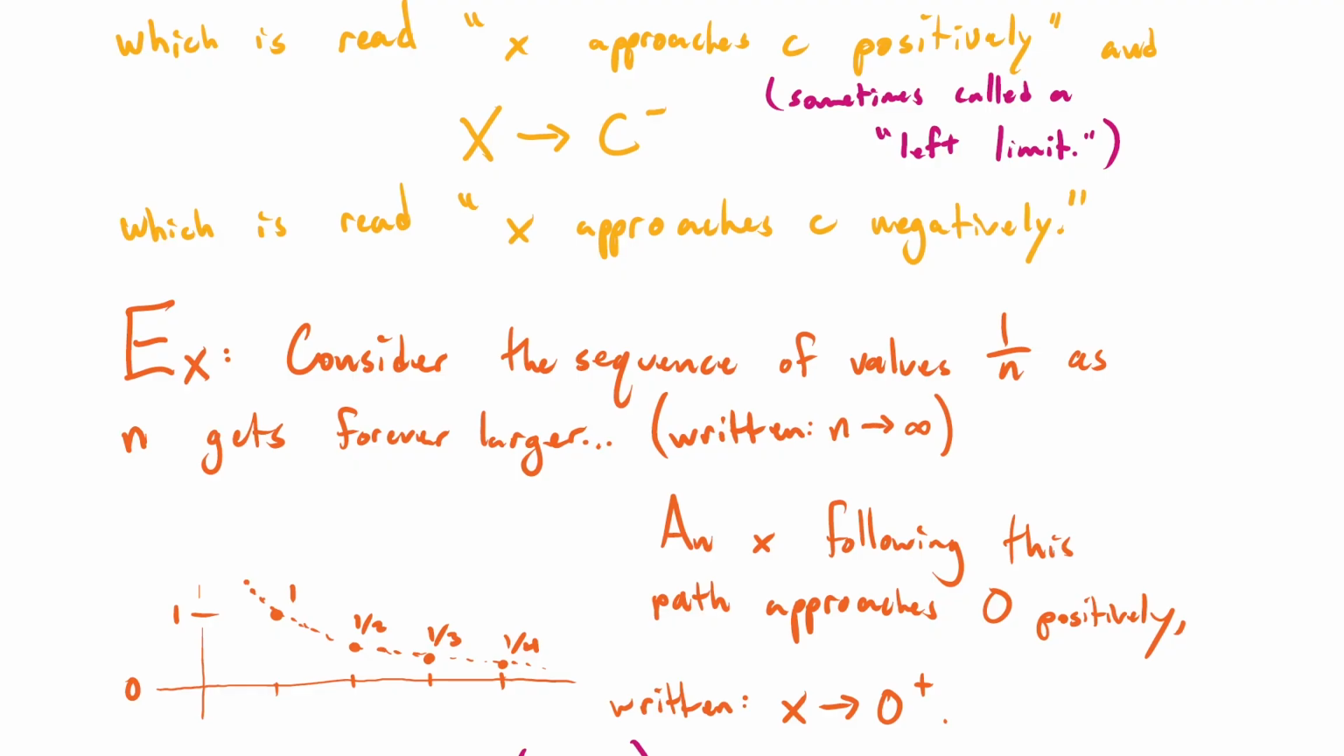For example, consider 1 over n as n gets larger. That is to say, as n goes towards infinity. X follows this path of values: here we have it at 1, and then it gets lower until it gets to a half, and then a third, and a fourth, and a fifth, and so on. These are getting smaller and smaller, but they're approaching the value 0. And we would write this kind of thing as x approaches 0 positively. Here is that collection of symbols here.